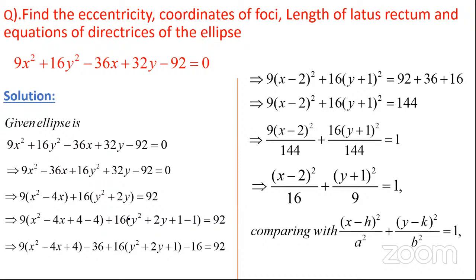So now we have to find the eccentricity. We found the h comma k value and the a and b values. Then we have to find the eccentricity, coordinates of the foci, length of the latus rectum, and the equations of the directrices of the given ellipse. For that, we have to know the formulas first. The h value is 2, k value is minus 1, a square equals 16, b square equals 9, so a equals 4, b equals 3. Here, is a greater than b? If a is greater than b, we substitute one set of formulas. If b is greater than a, we substitute the other formulas. You must know whether a is greater than b or b is greater than a, and then you can substitute.